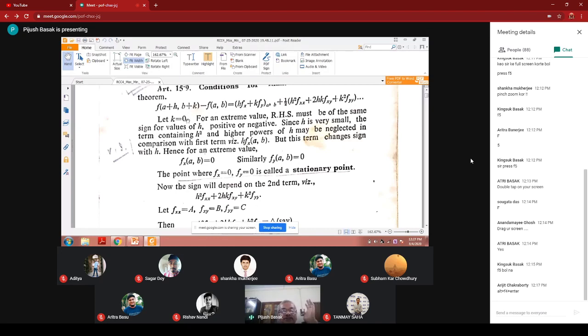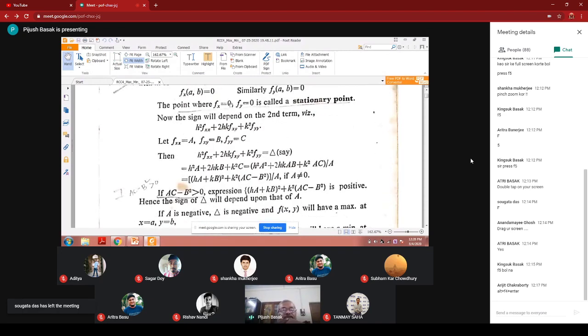For convenience, let k be equal to 0. Then we see that h is very small. The term h square and higher terms are neglected, such as h fxab. But this term changes sign with h. Hence, fxab should be equal to 0 and fyab is equal to 0. These are called stationary points. That is, the maximum and minima take place at these points. So from there, we shall find out the stationary points.